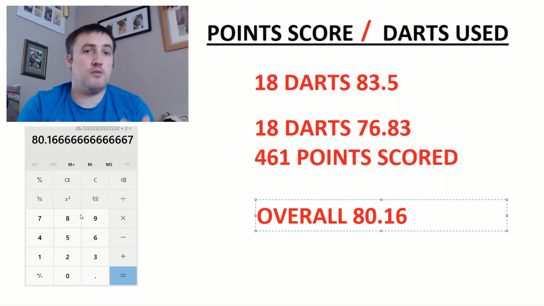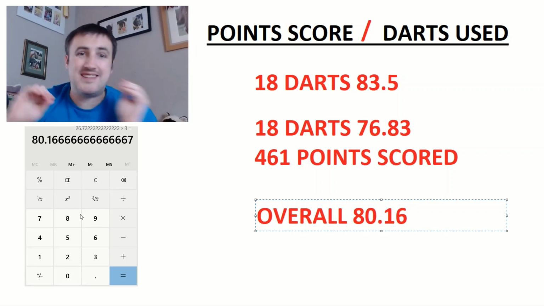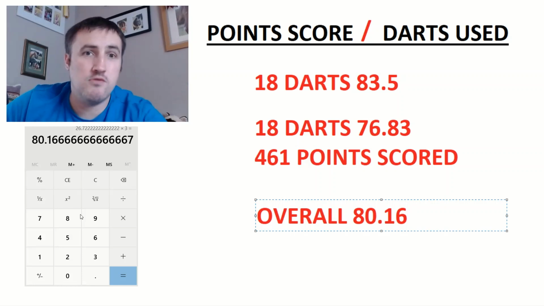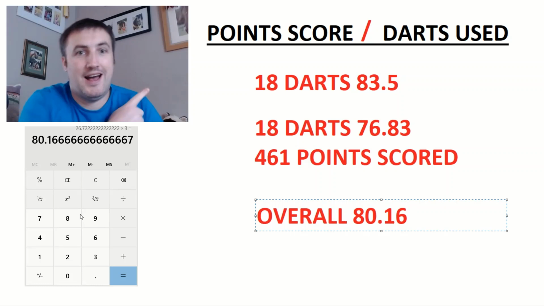It's just the total amount of points you've scored, divided by the amount of darts that you have used. Whether you miss them off the board, whether you miss them at a double, if they bounce out, whatever it is, as soon as you throw that dart, that counts towards your average. And that's how it is.